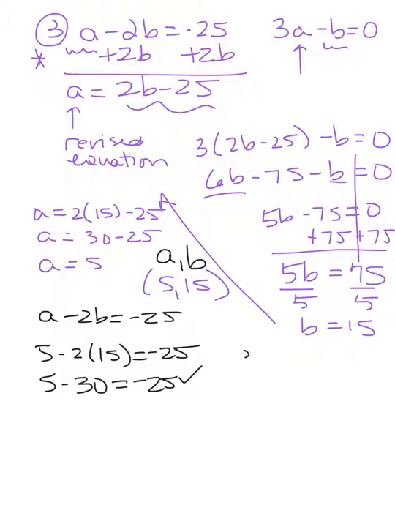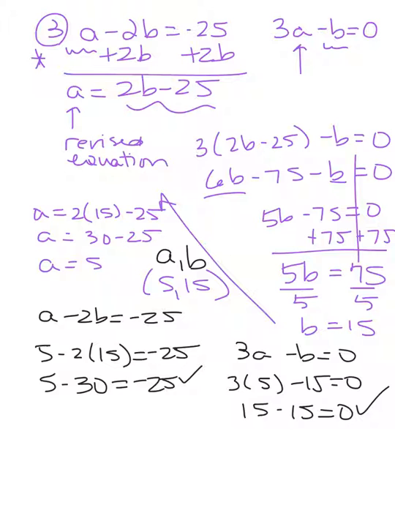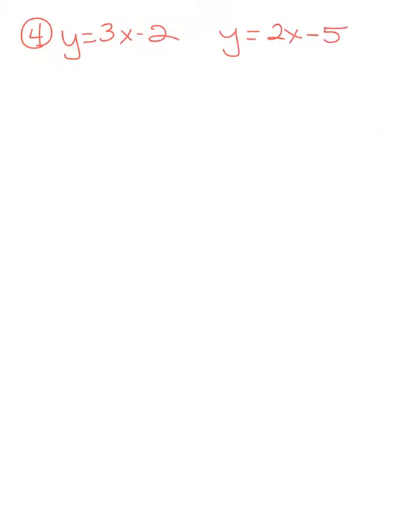My second equation, I have 3a minus b is equal to 0. So I have 3 times 5 minus 15 is equal to 0. So 15 minus 15 is equal to 0. Again, because I have true statements, I know that my solution to my linear system is 5, 15, and I know if I were to graph these lines that that's the point of intersection.